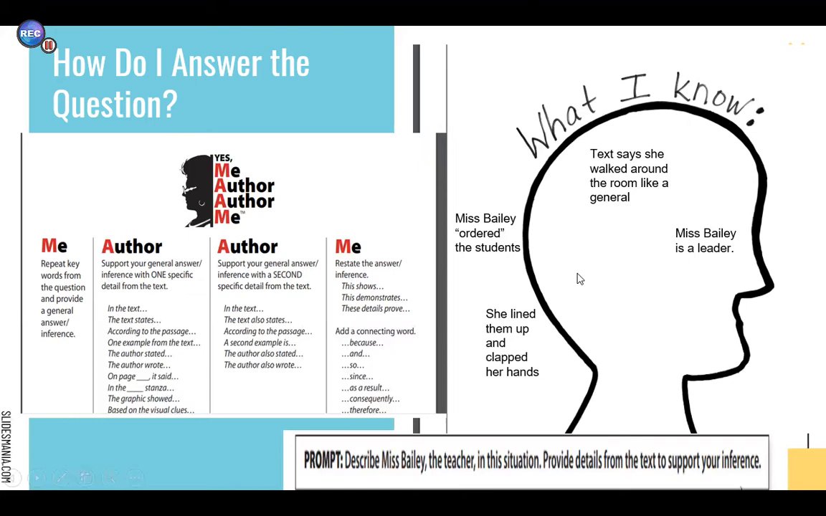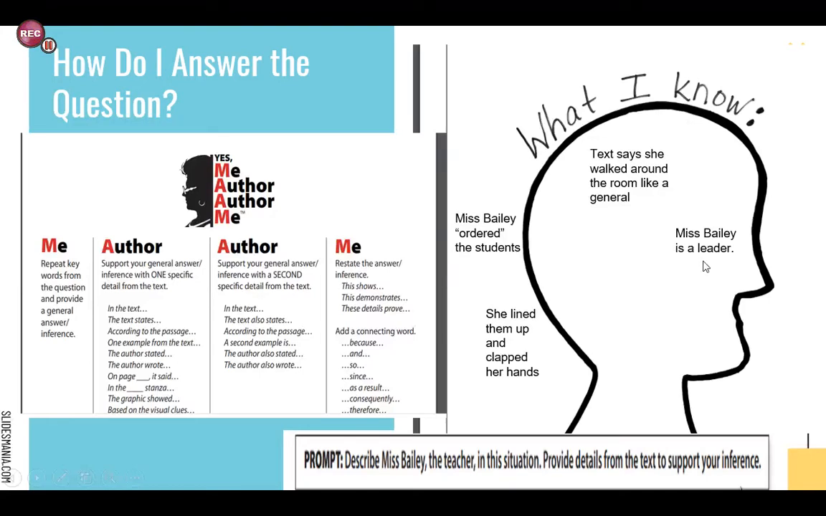So what we know from the text is that Miss Bailey ordered the students. That was right in the text. We also know that the text says that she walked around the room like a general. That's something else that we know. We also know that she lined them up and clapped her hands. So if I take all these things that came right out of the text, I can make an inference that Miss Bailey is a leader.